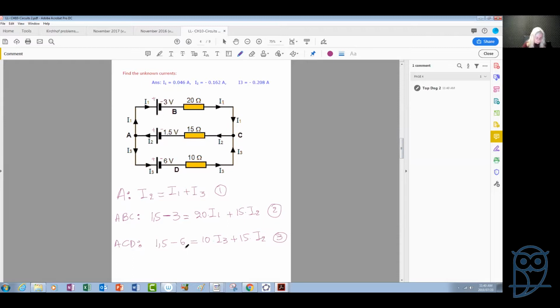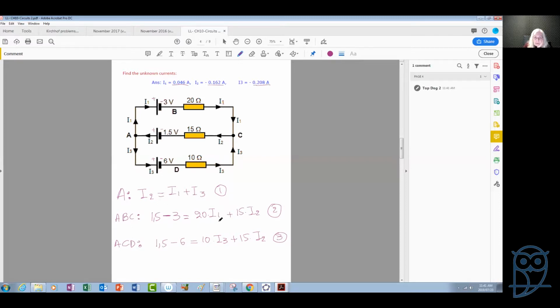I have done some calculations here, and I hope my calculations are correct, but we have some answers here. Let's see if we can find the same things. Look at these answers. The I2 has a negative value, and the I3 has a negative value as well, which means that in our diagrams, the I2 and the I3 would correctly be in the opposite direction. But let's see if we can find some similar values if we solve it.